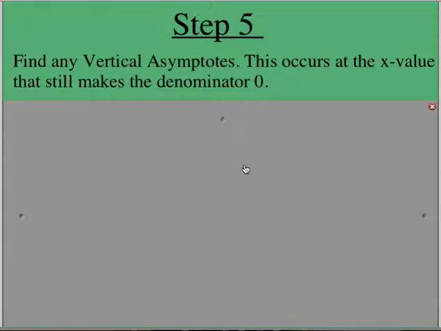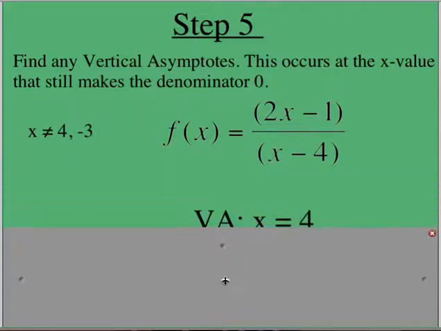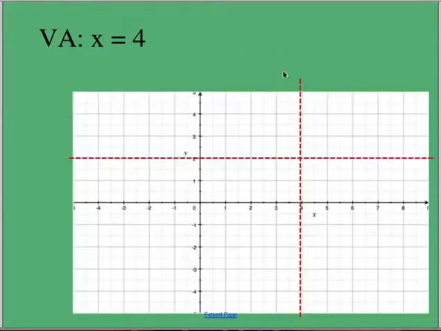The fifth step is to find any vertical asymptotes that occur in the graph, and this is going to occur at the x value that still makes the denominator 0. So our domain restrictions before was that x can't be 4 and -3, but now we've thrown out the x plus 3 factors. And so our vertical asymptote is going to occur at the x value that still makes the denominator 0. Therefore, we're going to have a vertical asymptote at x equals 4. So I'm going to add that to my graph, draw a vertical dotted line at x equals 4. And once again, with this asymptote, the graph is going to get close to, but it's not going to touch.